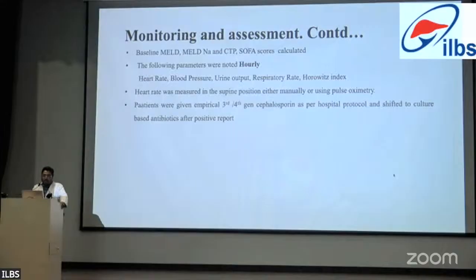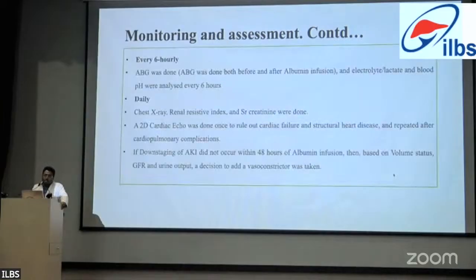Heart rate was measured in the supine position, either manually or using the pulse oximeter, and the patients were given empirical 3rd and 4th generation cephalosporin. Those who are having sepsis on the presentation, based on the culture report, their antibiotic was changed accordingly. Every 6 hourly, we did the ABG, where we reported the electrolytes, lactate, and the blood pH.